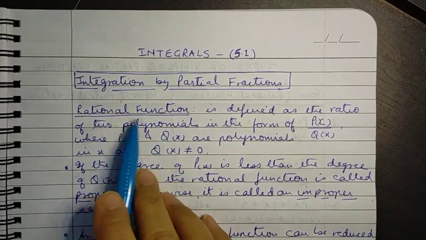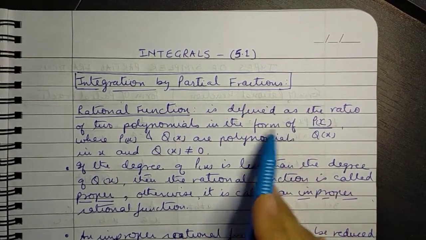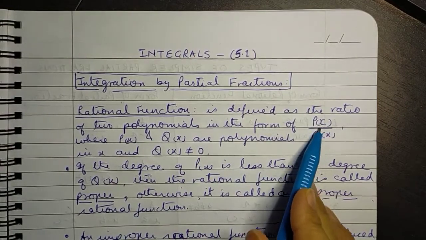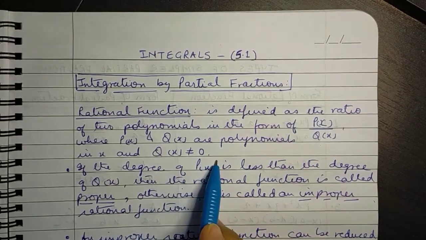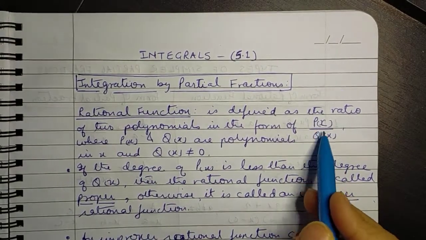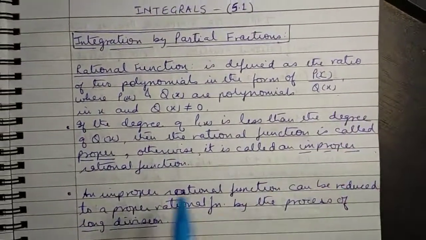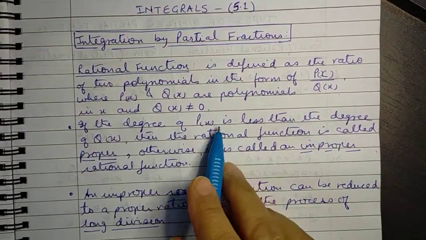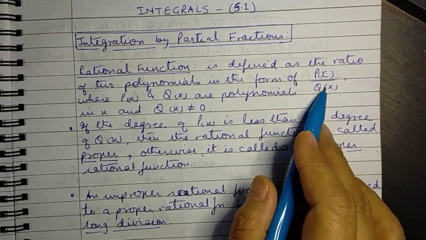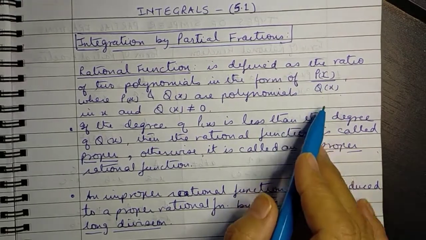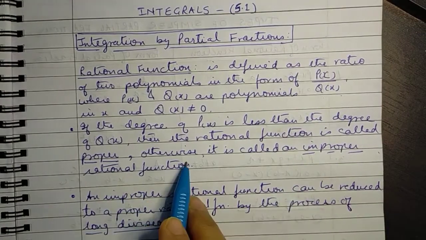We all know a rational function is a function of the kind p(x) over q(x), where these are both individually polynomials. Another thing is that q(x) is not equal to 0, which is obvious, because for a fraction to exist the denominator should not be 0. Now if the degree of p(x), the numerator, is less than the degree of the denominator, then it is called a proper rational function. Else it is called an improper rational function.